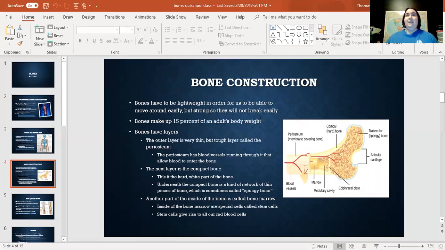Also, they would be so light that we might end up flying off, because bones make up 15% of our body. So, adults' body weight. We want it to be light enough to where we can move around, but we also want them to be strong enough so they won't break.